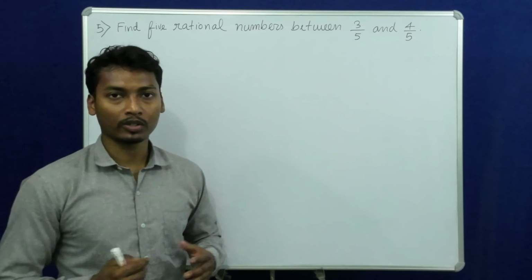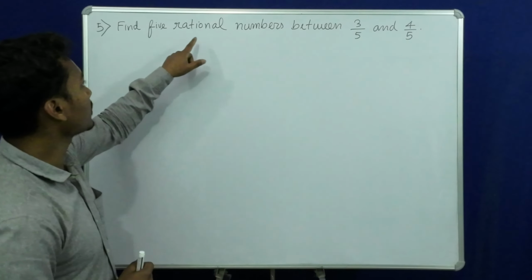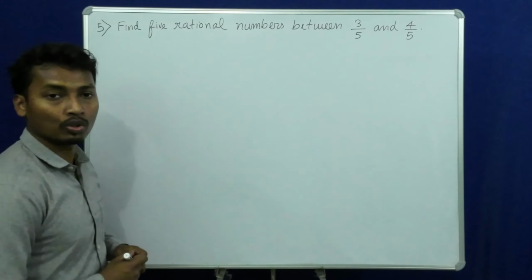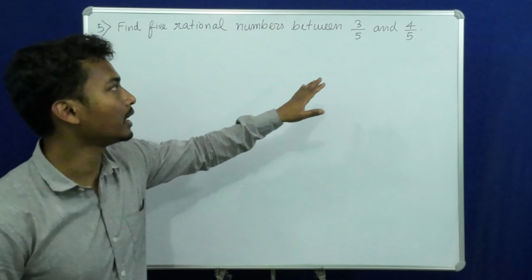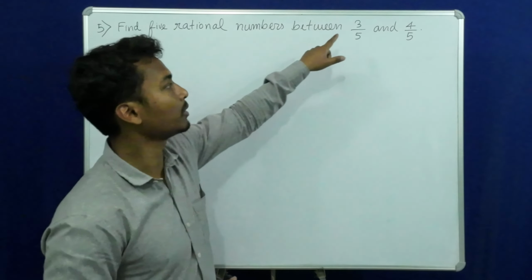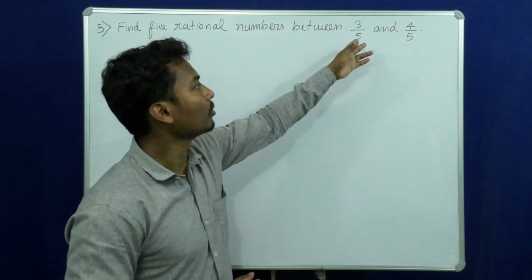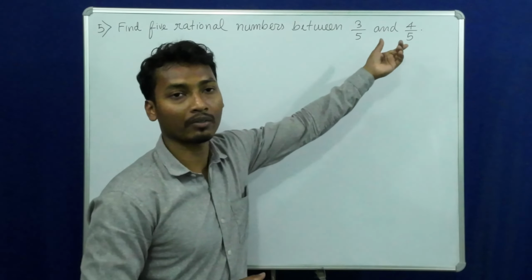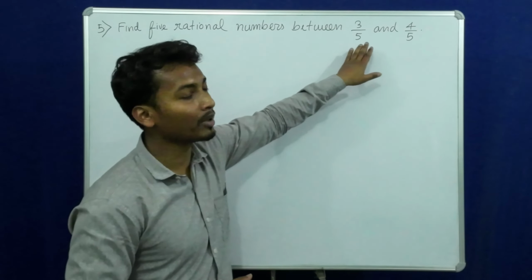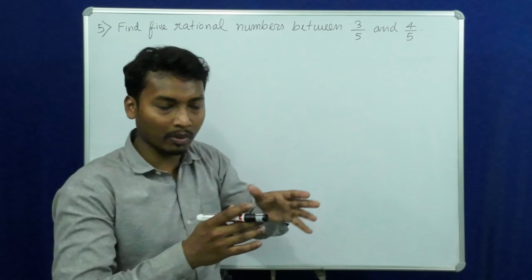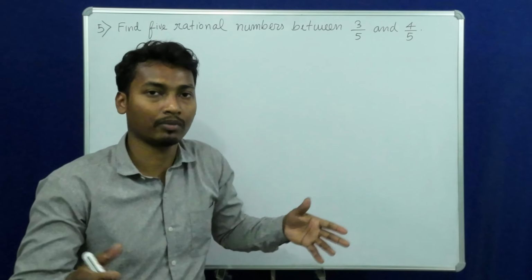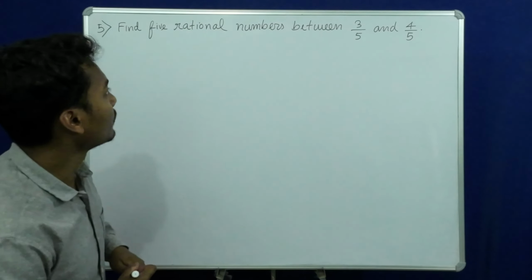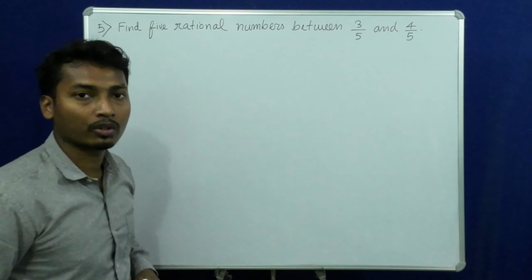Okay. Next question. Find 5 rational numbers between 3 by 5 and 4 by 5. So it is like the previous question we did, where we were finding 6 rational numbers between 3 and 4. There was nothing in the denominator then, so we had taken 1 in the denominator. This time it is given 5 and 5. So always keep in mind that the denominators should be the same. Means we have to represent them in terms of like fractions, if you remember the fraction chapter. So we can apply the same formula which we did for the previous question.